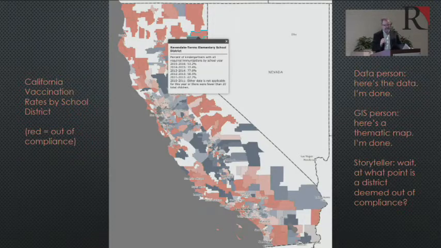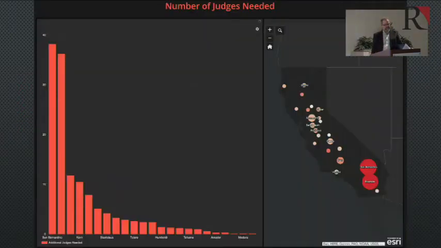And that is, the storyteller's attitude is, wait, at what point is a district considered out of compliance? Is that a legal definition of compliance? Are there legal implications to this? And therefore, this map really needs to be clear. Areas in red are out of compliance and everybody else isn't. This starts to get at the perspective people need.